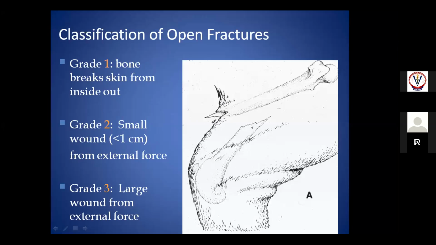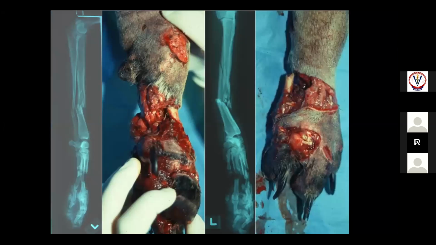Not necessarily do all bones penetrate out. Even a compound fracture can result because of external force. For example, in grade 2, it is not because of penetration of the bone, it is because of external force, and here the wound is less than 1 centimeter. Whereas in grade 3, there is a very large wound because of external force, and there is a fracture. There is also loss of soft tissue. So where the wound is large, we classify it as a grade 3 open fracture.